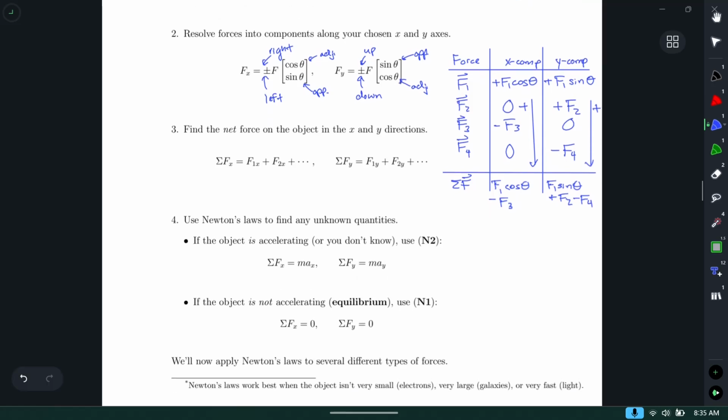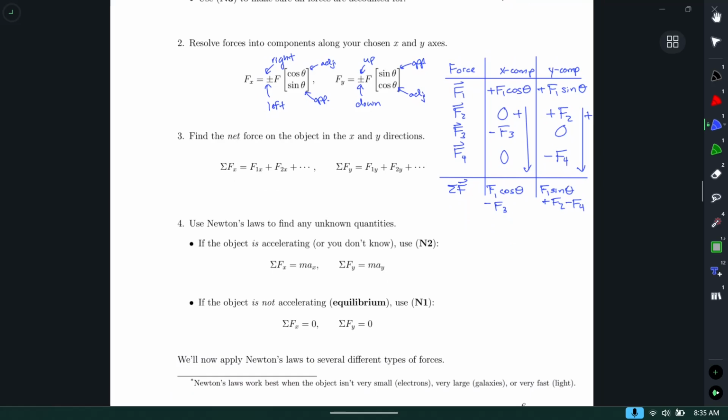Alright, then this is the new step. Everything prior is pretty much just vector addition as usual. The new step is if you want to find, say, some force you don't know out of that list, like you don't know the value of F1, for instance, you now have two equations that will let you find it.